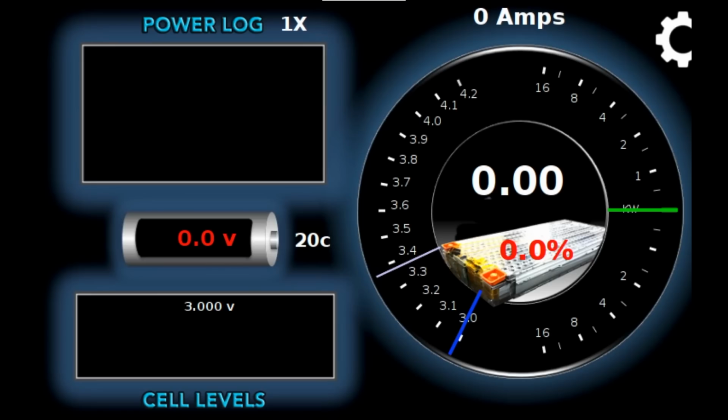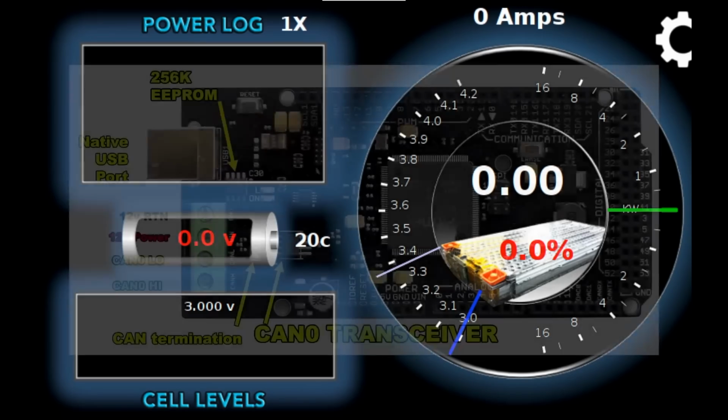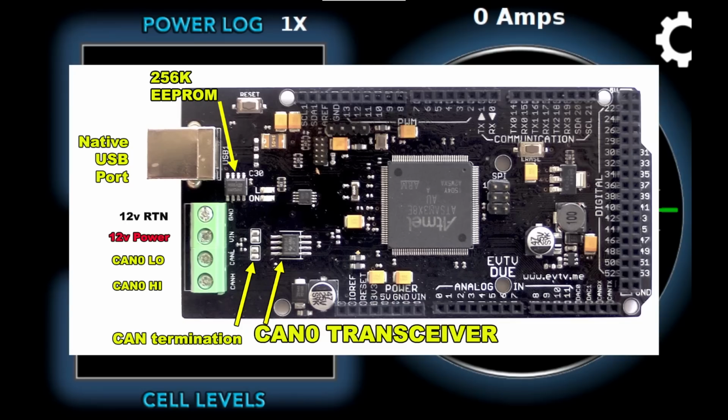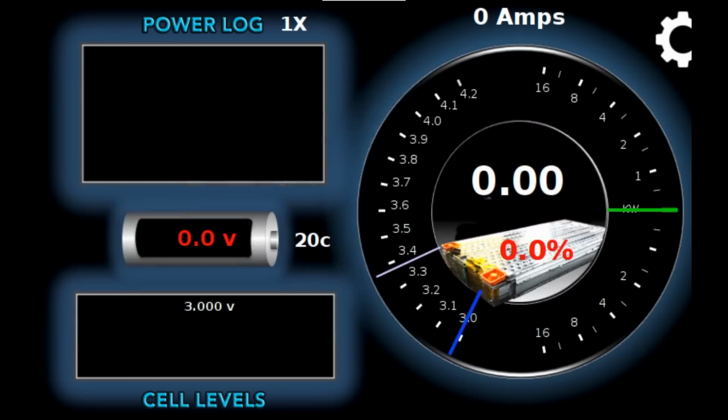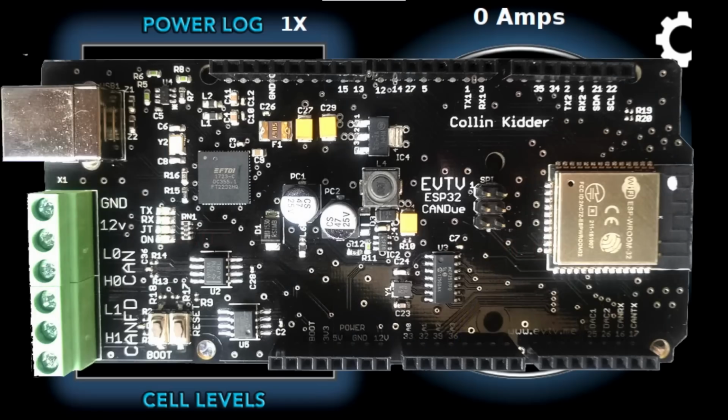As you know, displays are not our main line of business. We're doing controllers for Tesla batteries, and we use our little EVTV CAN DUI, which is like an Arduino DUI board with CAN ports on it. Our next generation of that, which we've also been working on, is the EVTV ESP32 CAN DUI, and that uses the Espressif ESP32 chip, which has Wi-Fi and Bluetooth built in.